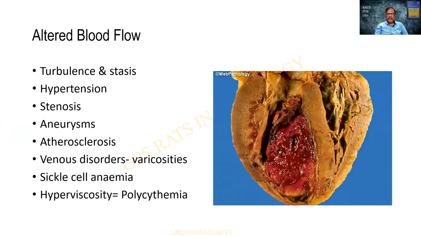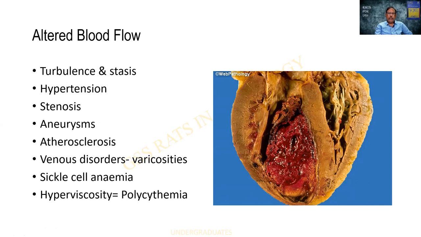Altered blood flow. The first thing that we spoke of was endothelial injury. The second one is altered blood flow. This can happen in a case of stasis or in a case of turbulence. Stasis means what? Whenever there is going to be a clot or something, stagnation, varicose veins, for example. Turbulence, whenever there is a narrowing of a valvular outlet, stenosis, hypertension, aneurysms of the blood vessels, atherosclerosis. Obviously, these will disrupt the laminar flow. Venous disorders such as varicosities, sickle cell anemia, hyperviscosity, or polycythemia.